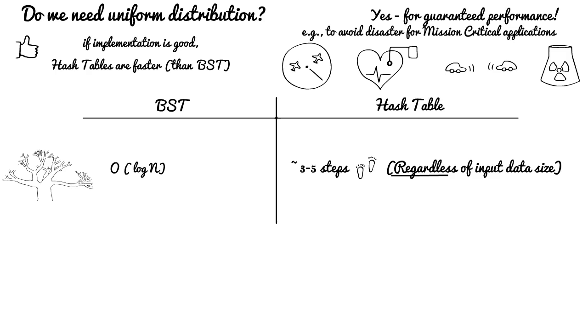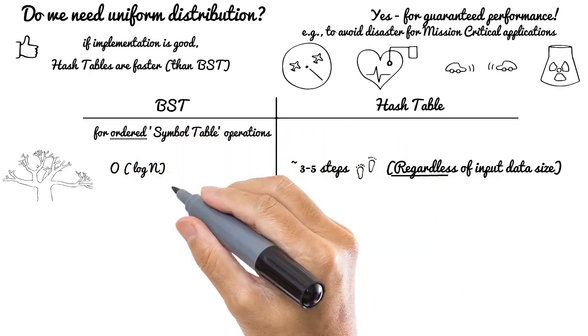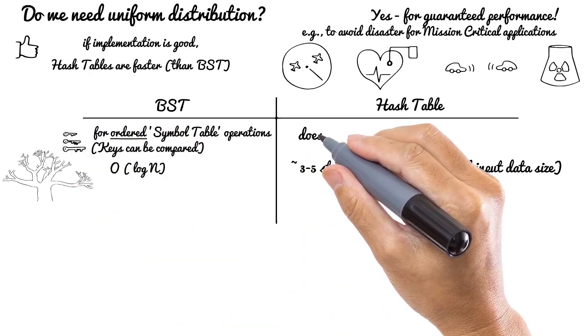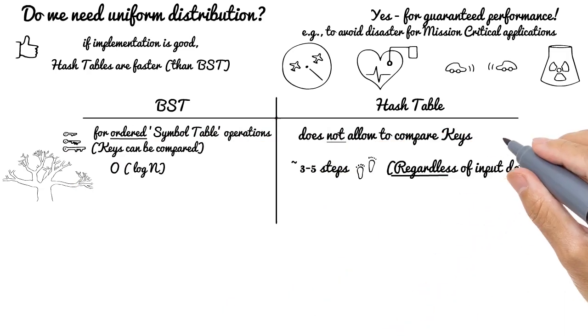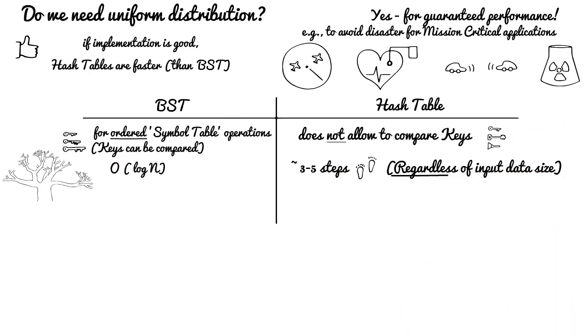Another important comparison: balanced search trees support ordered symbol table operations, when you can compare keys. Hash tables do not allow you to compare keys. It's not embedded into their idea. And as of now, there are no effective alternatives to hashing to implement symbol tables for unordered keys. And one more comparison for you.